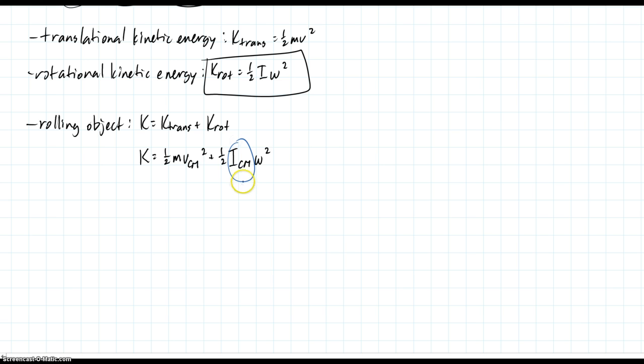If we think about, say, a rolling sphere, we would see that the object is rotating about its center, and for a uniform sphere, its geometric center is the location of its center of mass.